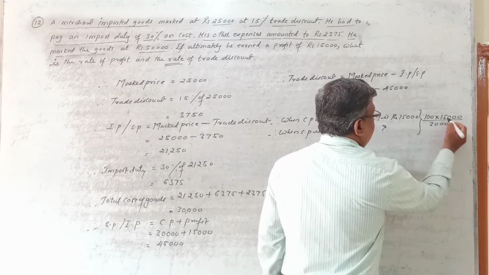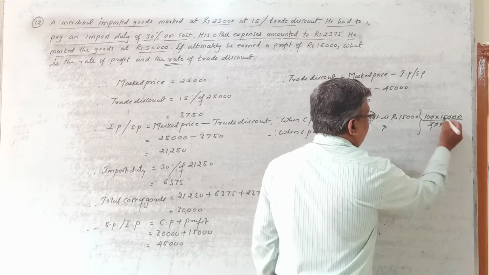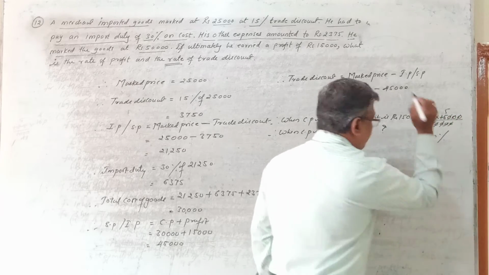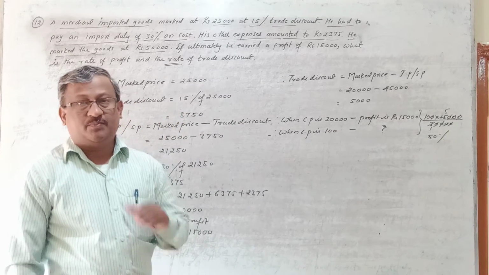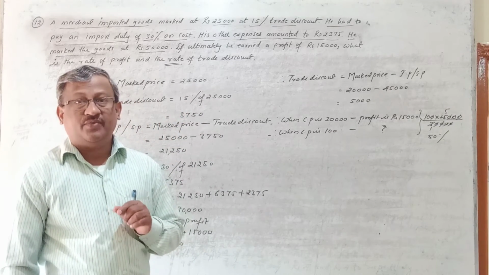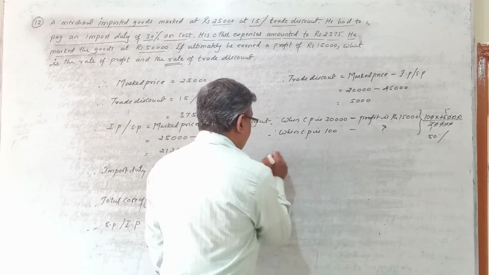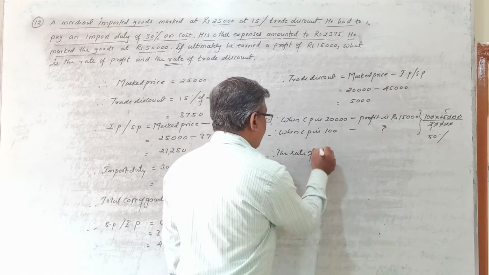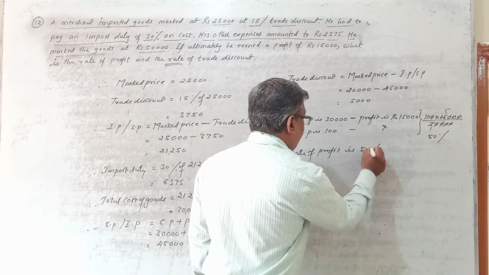If you divide this, the common 3 zeros get cancelled, this 1 0 gets cancelled, 3 1 is 3, 5. So 5 into 10, you get 50%. Means the rate of profit here is 50%. Per 100 rupees you are getting 50 rupees profit. That is the meaning of percentage. Clear? Therefore the rate of profit is 50%.